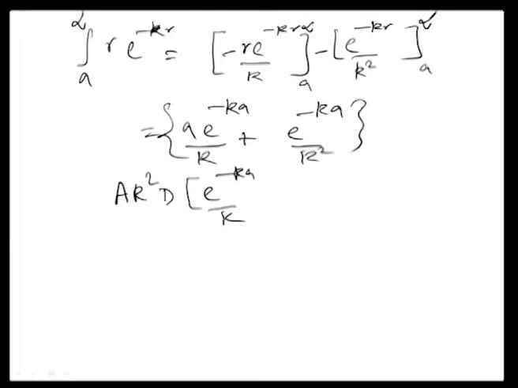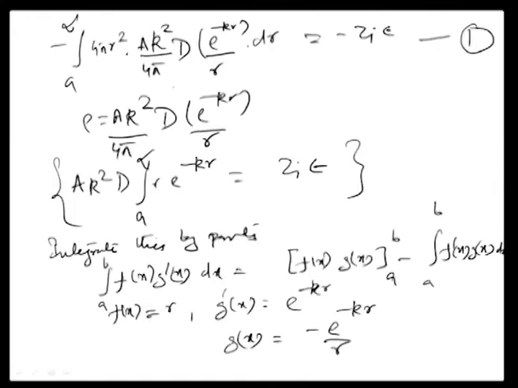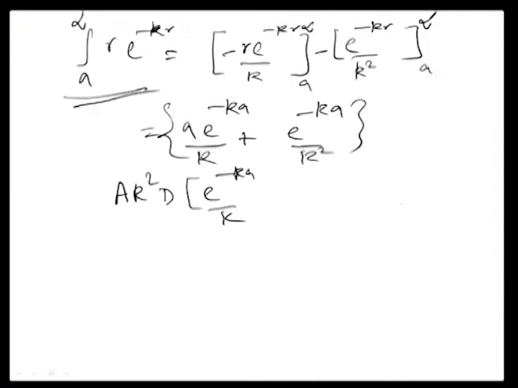Okay. Because we are just substituting this result into the equation formulated earlier, equation 1. So, it is the same equation formulated earlier. Therefore, e to the power of minus k a by k squared, times k a plus 1, equals z i e.